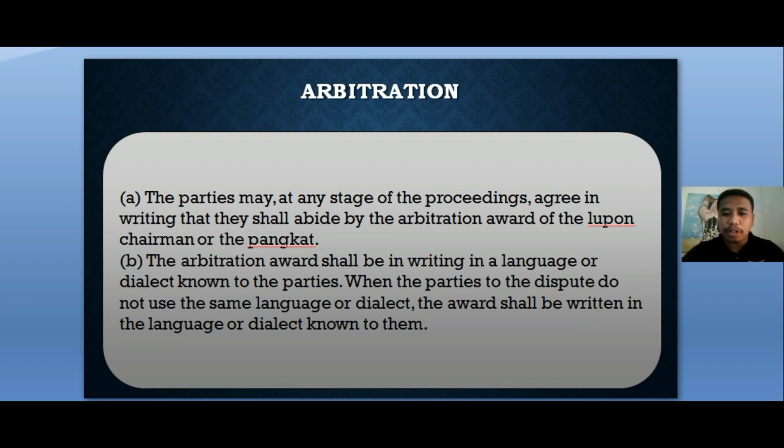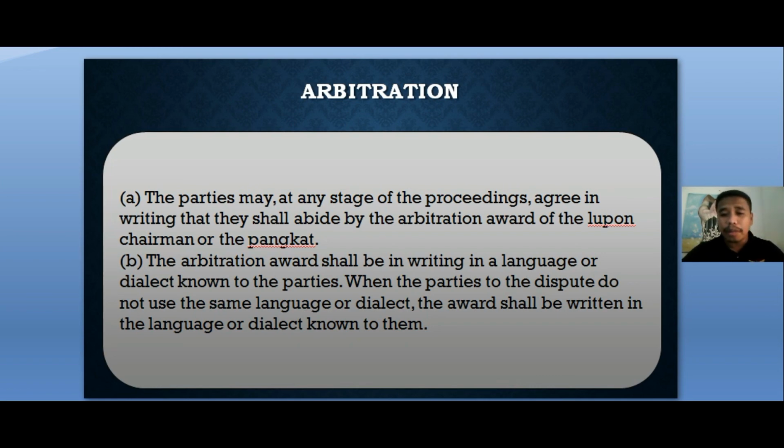Lastly, the parties may at any stage of the proceedings agree in writing that they shall abide by the arbitration award of the lupon chairman or the pangkat. So if during the proceedings the complainant and the accused come to an agreement, the proceeding can be stopped and an arbitration award or agreement can be made. When we say award, this refers to the settlement or the agreement between the complainant and the accused. So if they reach an agreement in the middle of the proceedings, an award or agreement can automatically be made.